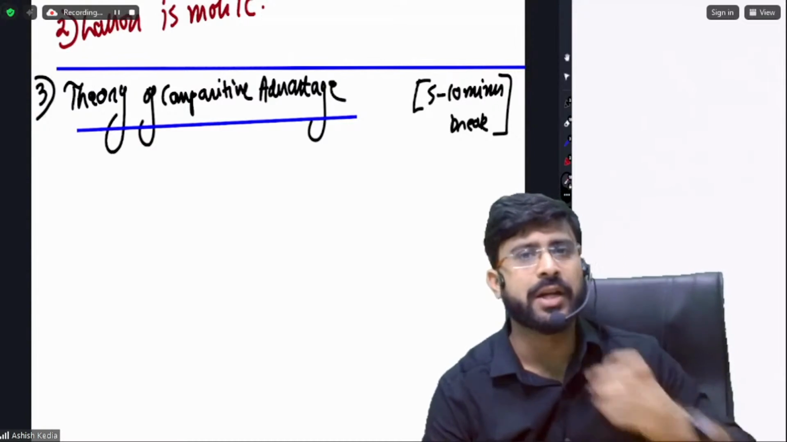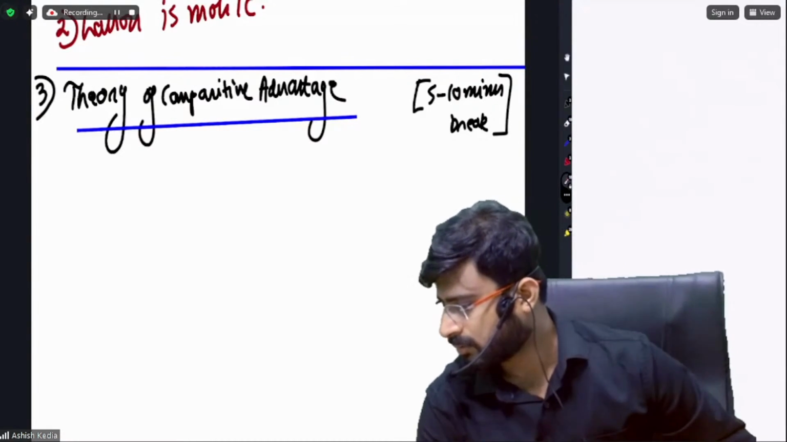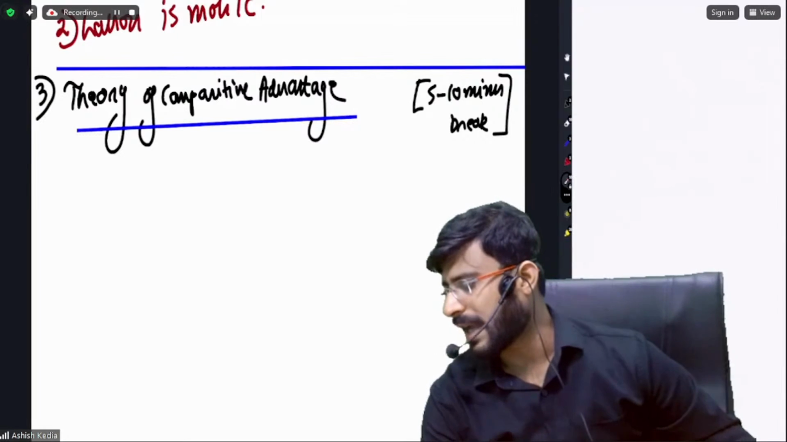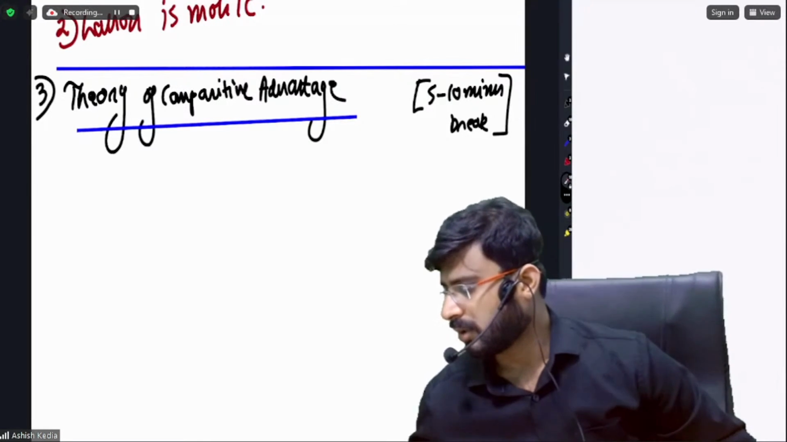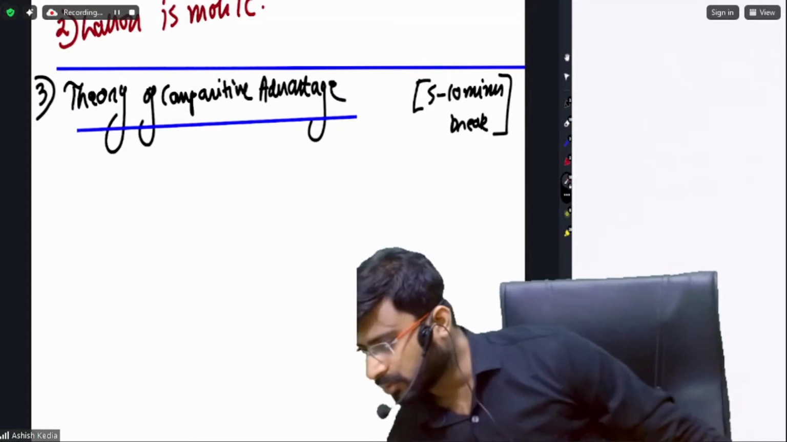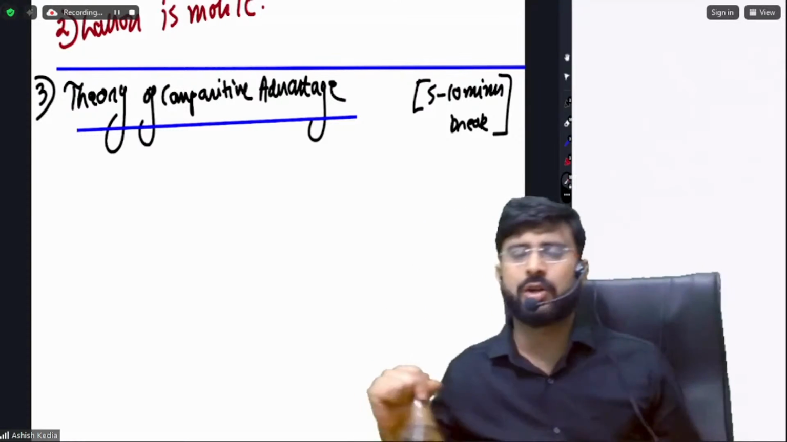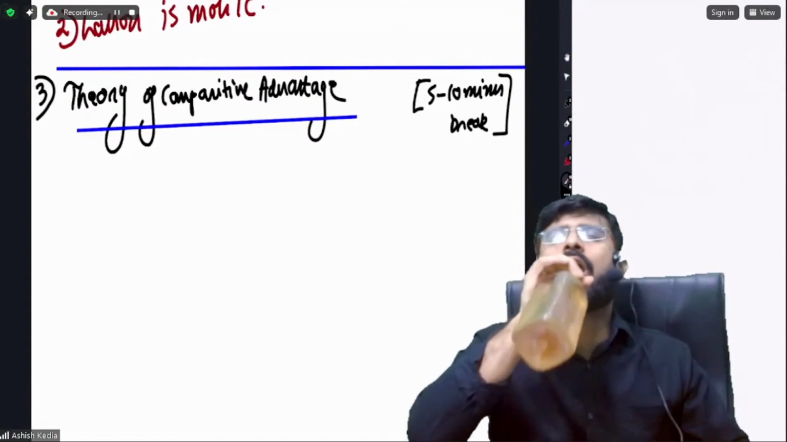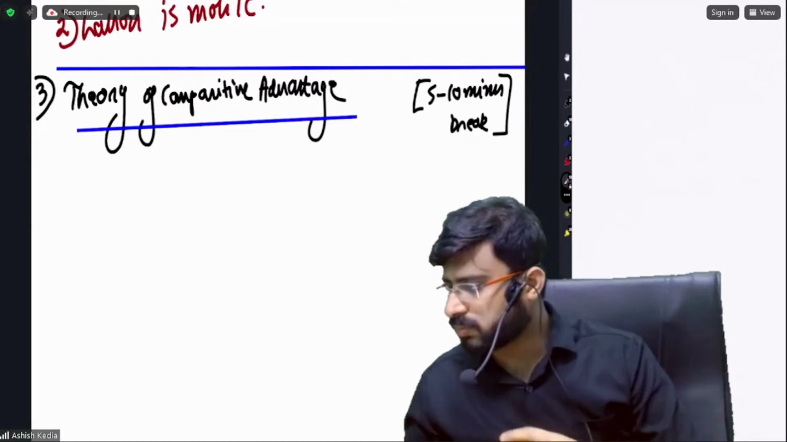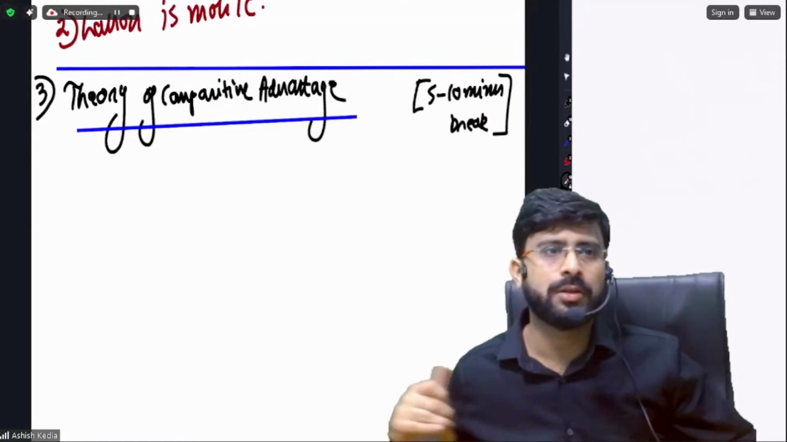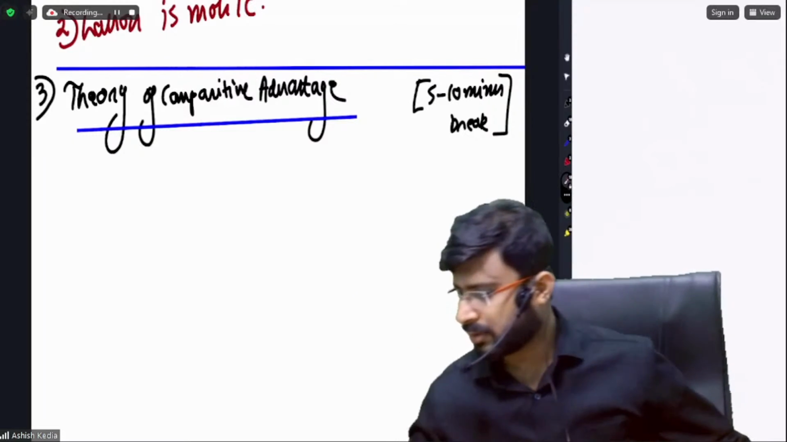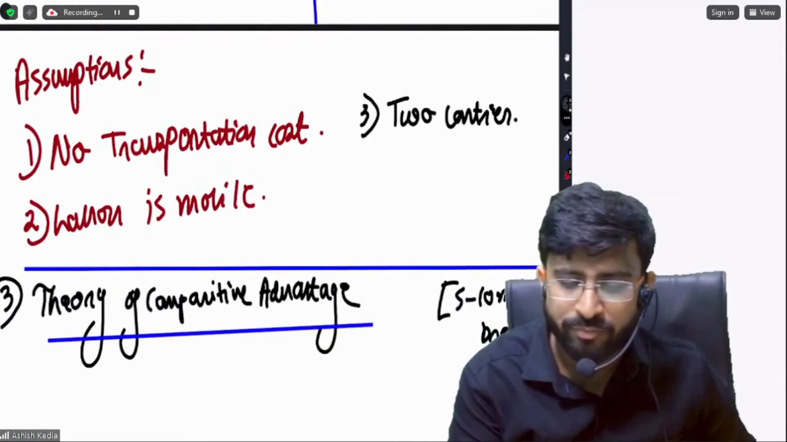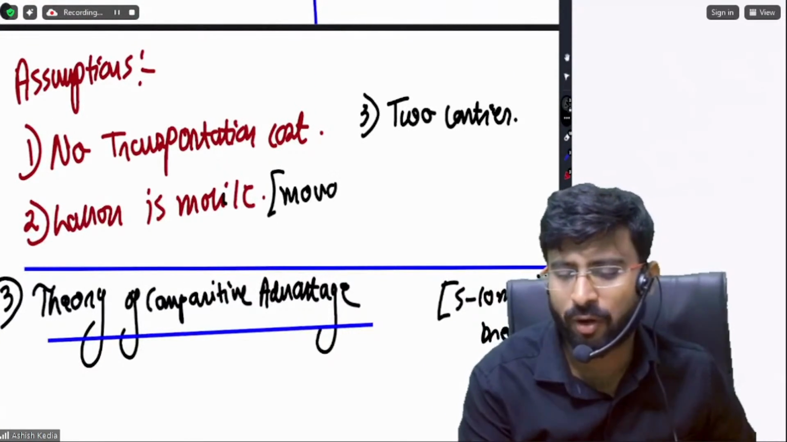We'll talk about theory of comparative advantage. No, we don't talk anything as such, Karthik. Whatever is written is enough. No extra requirements. Assumption point two is labor is mobile. Mobile means movable. Labor can move from one place to another.